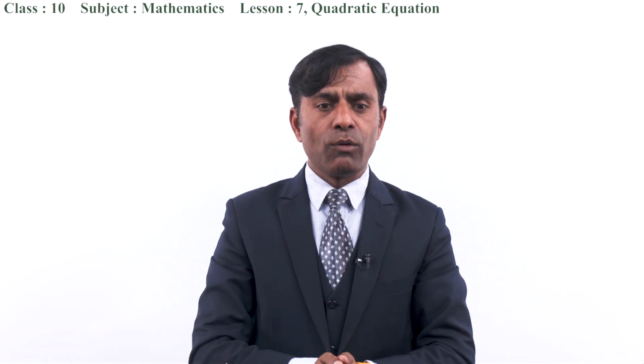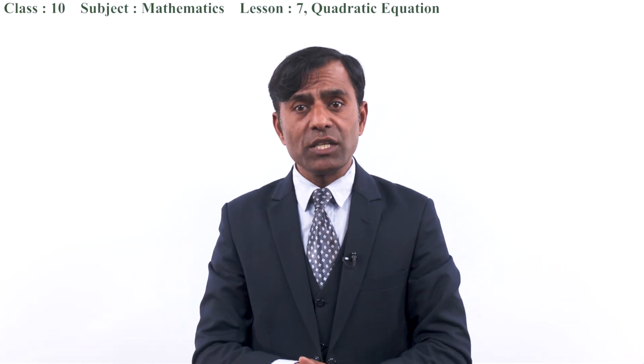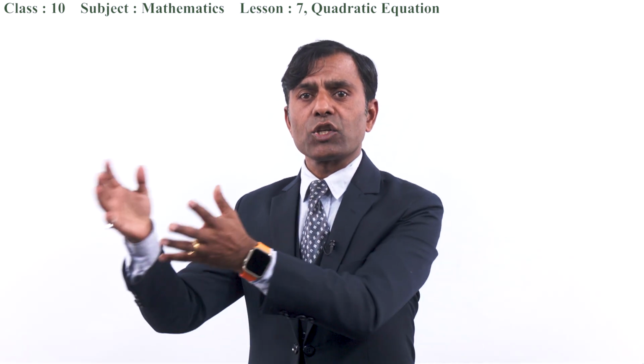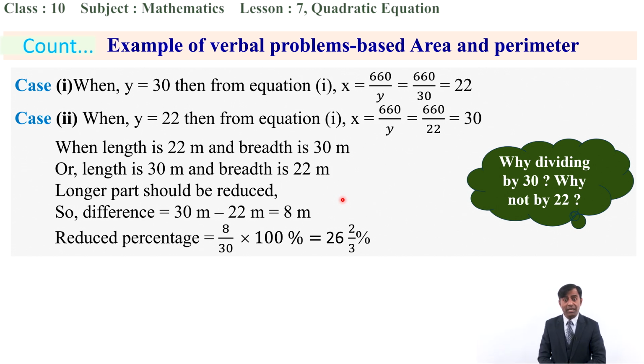Now the students have a question here. Why are we dividing by 30? Why not by 22? Why divide by the greater value, 30, and not the smaller value, 22? Here is the big question: why dividing by 30, and why not by 22? We have just discussed this.